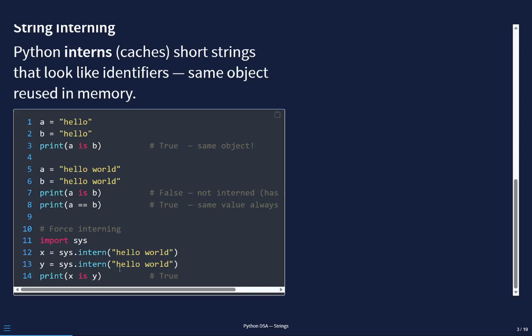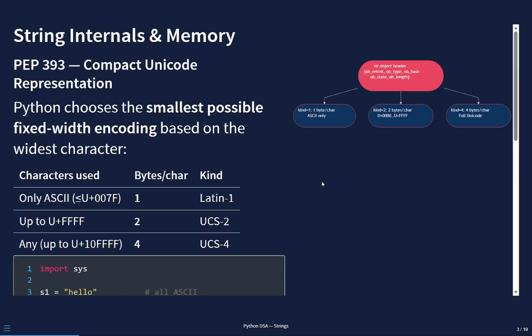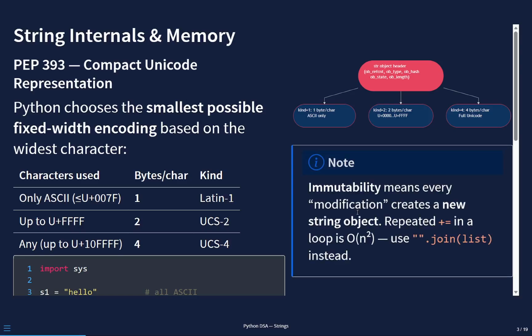Concatenation is the most important practical consequence of immutability. Every time you modify a string with +=, you're not modifying anything, you're allocating a brand new string object. In a loop that does 1,000 concatenations, you're creating 1,000 objects, each copying all previous content. O(n²) total. Use join on a list instead. We'll see this in detail later.